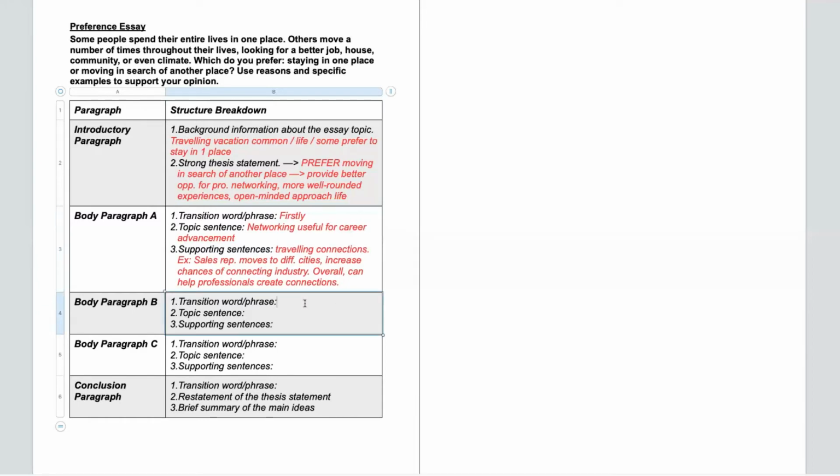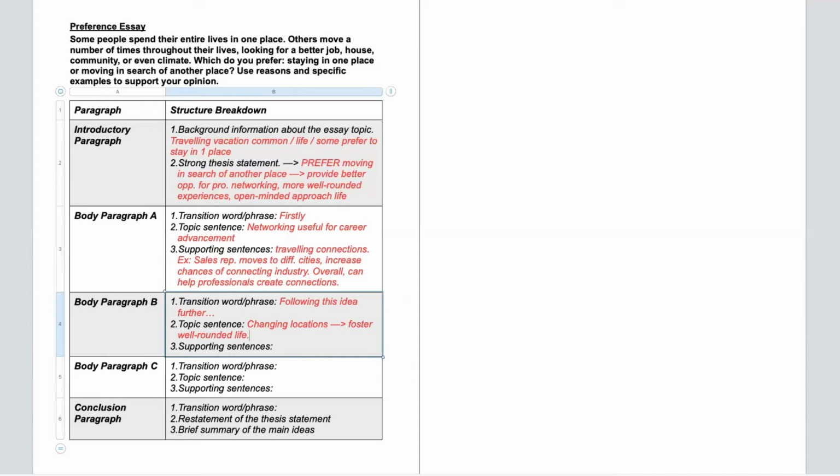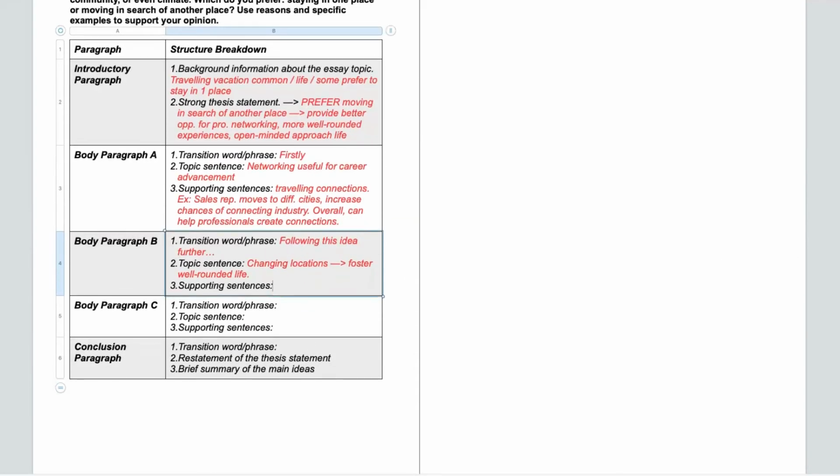Now, my body paragraph B is going to be about well-rounded experiences. Again, I'm going to use a transition word or phrase. I like to mix it up for each practice essay. So here I'm going to say something like, following this idea further. Okay, and this is going to basically come after body paragraph A, so it's quite obvious that I'm talking about this idea about networking. And the topic sentence here is basically going to involve how changing locations could foster a well-rounded life. Okay, and then my supporting sentences are going to give examples of that.